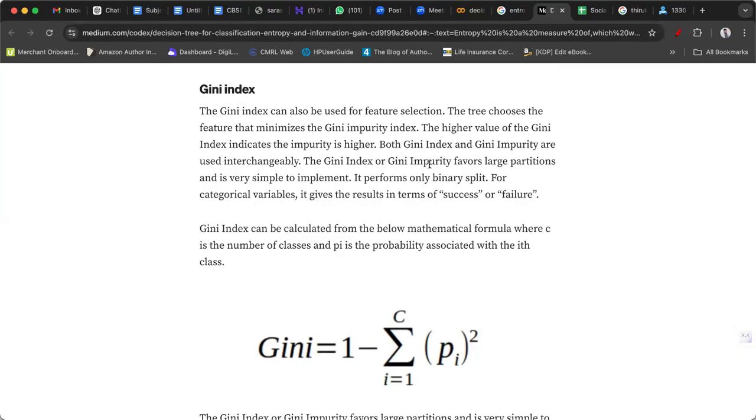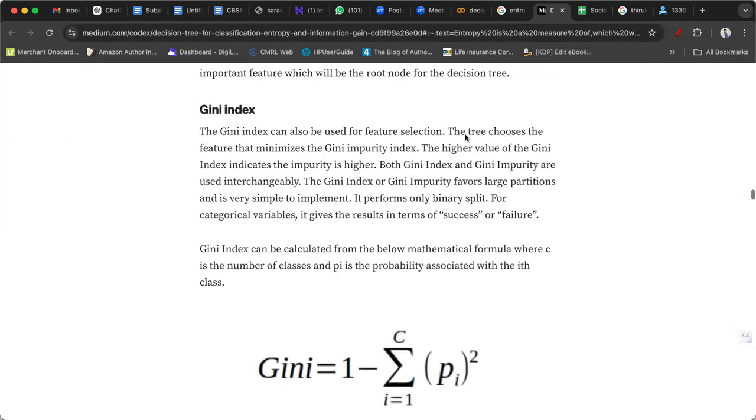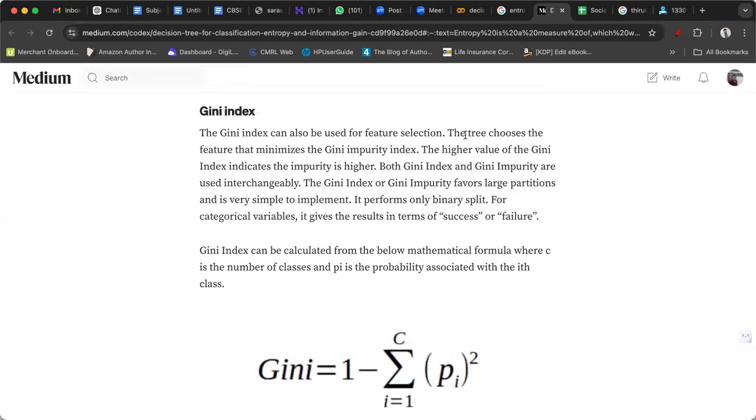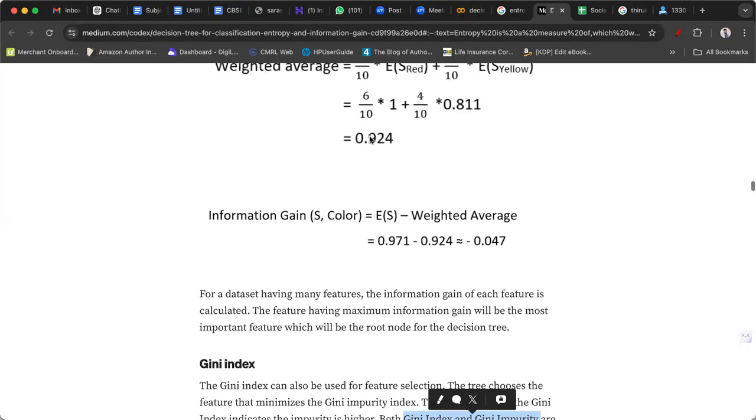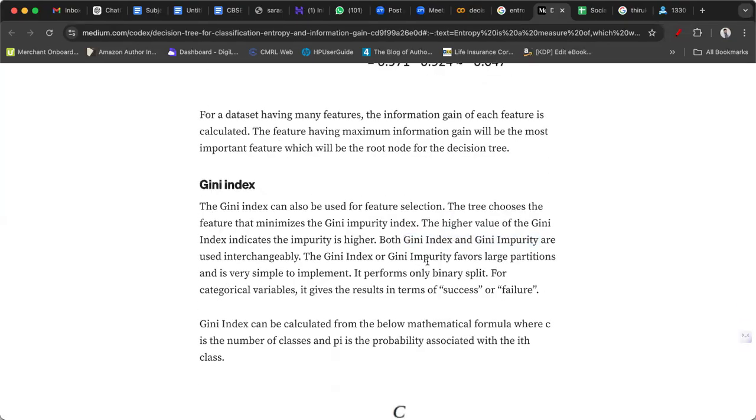Depending on the data set you are going to consider, mostly for deep learning models and very specific models, we are using the Gini index. Otherwise, we are using only the entropy models, because entropy and information gain go together. It is like the entropy and this information gain. Gini index and Gini impurity are used interchangeably.